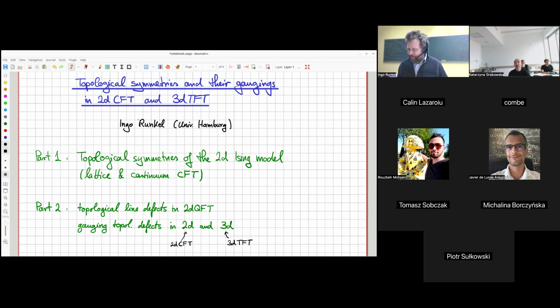The first bit is maybe the less organized bit, which gives you the opportunity to ask more questions. Because this talk will not have so much geometry, if I'm very honest, and will have more algebra, rather than starting with something very abstract, I wanted to start with something very concrete. So I want to talk about the two-dimensional Ising model. That will be part one, the first 45 minutes, and I'll try to explain how, from various perspectives, one can understand and describe topological line defects in this two-dimensional Ising model.